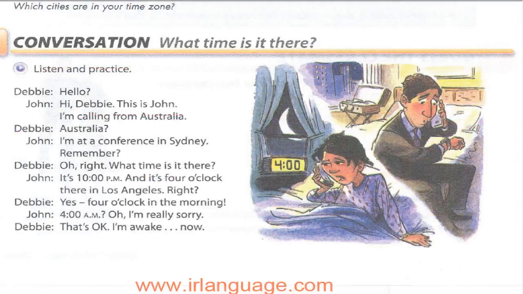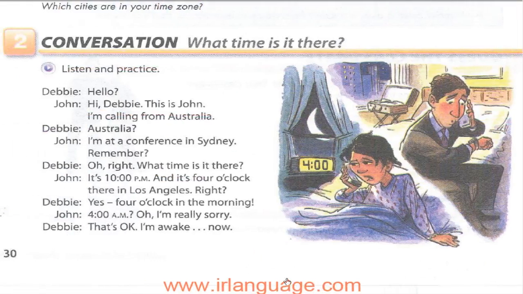Exercise number 2. Look at the picture. What do you see? Two persons. They're talking on the phone. The young man is wearing a suit. He's wearing a tie, shirt, jacket. He's looking at the watch. British watch, American watch. He's talking to someone.